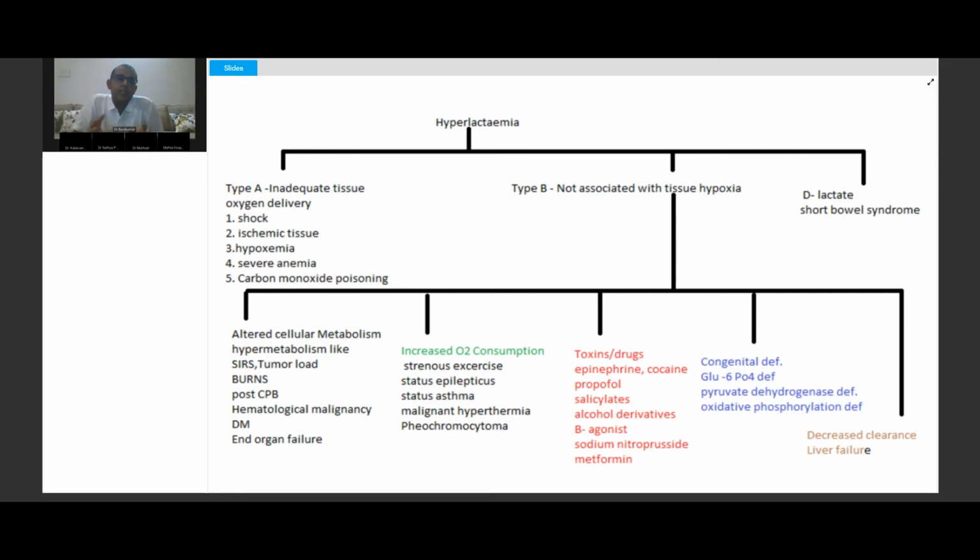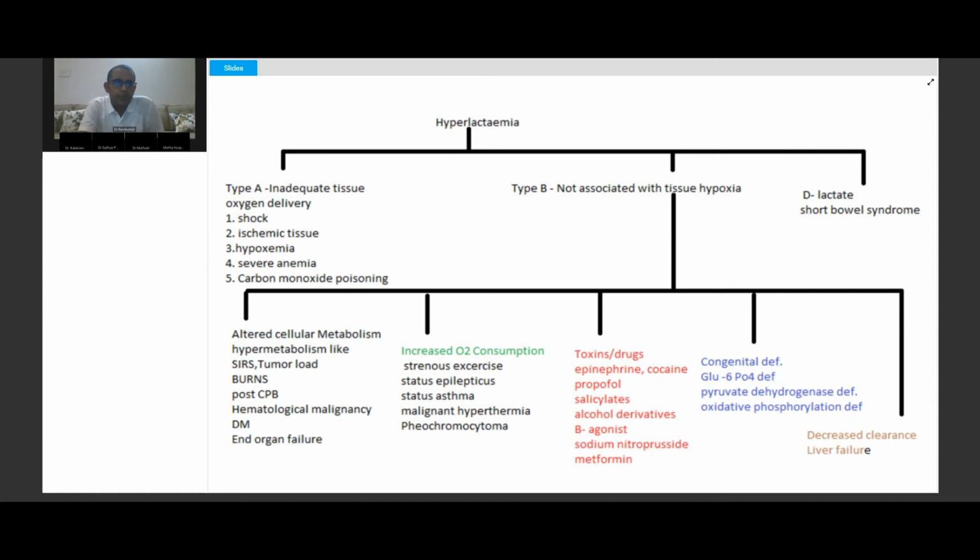Type A lactates are nothing but you have a tissue hypoperfusion, which may be because of hypoxemia or hypoperfusion. The best example is your shock or myocardial dysfunction, or if you have ischemic tissue. Type B is considered as non-associated tissue hypoperfusion. It can be because of increased cellular metabolism, like your burns, your SIRS, or it may be because of toxins and drugs. Best example will be your salicylates, your alcohol, your epinephrine. When you start epinephrine in a sick patient, you have increased production of lactate. And then you have congenital deficiencies. And the final is because whenever you have a liver dysfunction, the lactate cannot be metabolized easily, so your lactate level can rise.